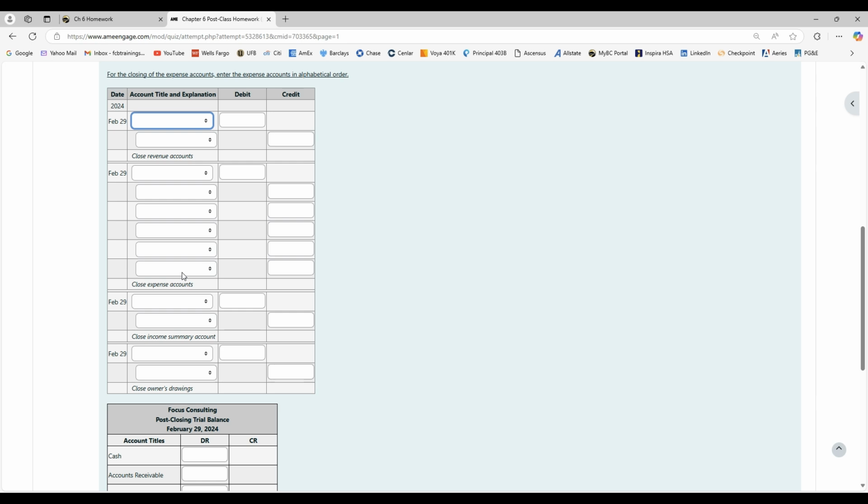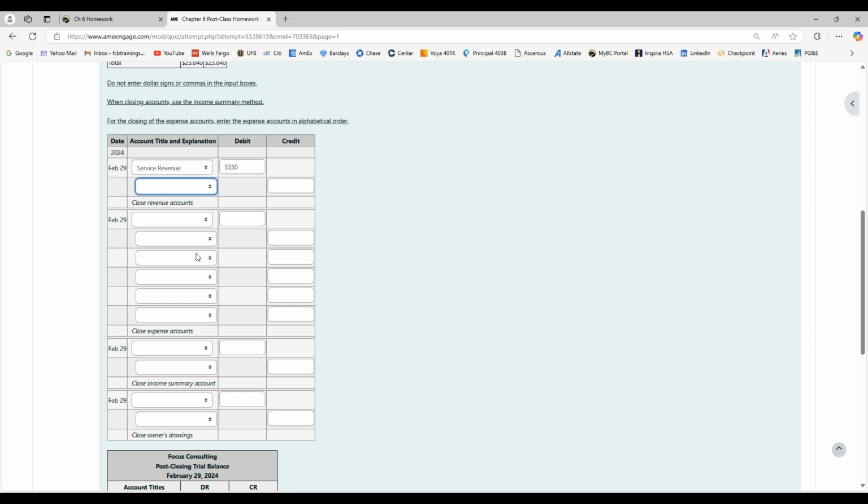When we're doing our closings, keep in mind that if an account has a credit balance, we want to zero that account out. We want to debit that account to get it to go to zero. So service revenue has a credit balance of 5,330. Excuse me, so we want to debit that account to get it to go to zero, and we're going to move that into the income summary, and then we're going to close our expense accounts.